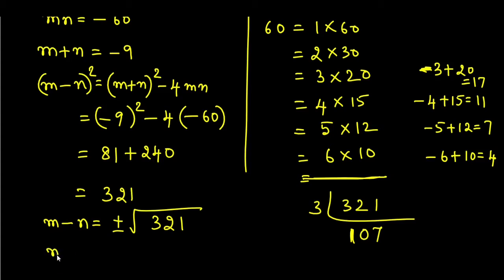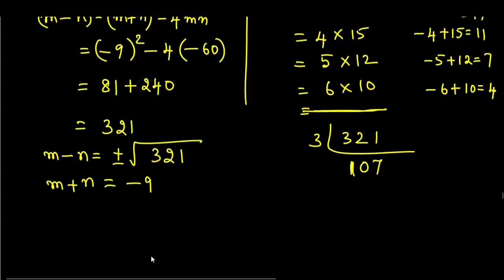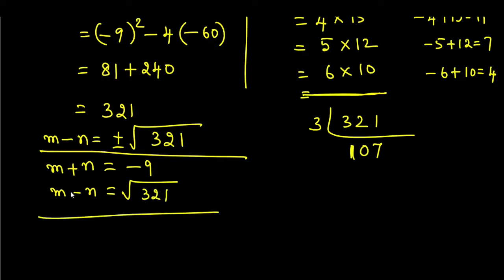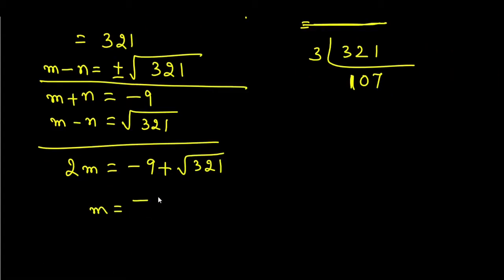Now we take m plus n is equal to minus 9, and let us take m minus n as positive square root of 321. Now to find m, let us eliminate n. This can be done by adding these two equations. Adding, we get 2m is equal to minus 9 plus square root of 321. Then m is equal to minus 9 by 2 plus square root of 321 by 2.